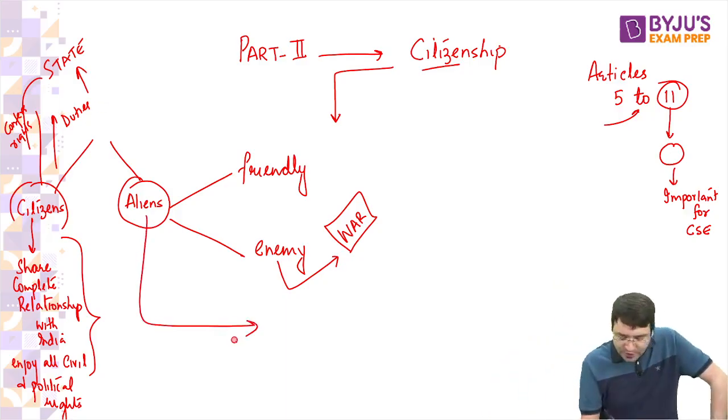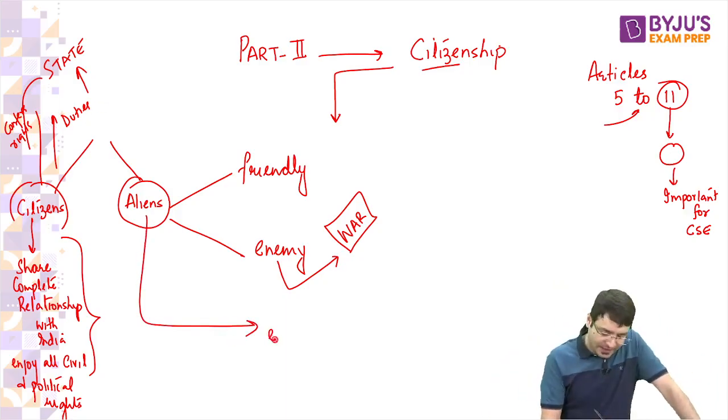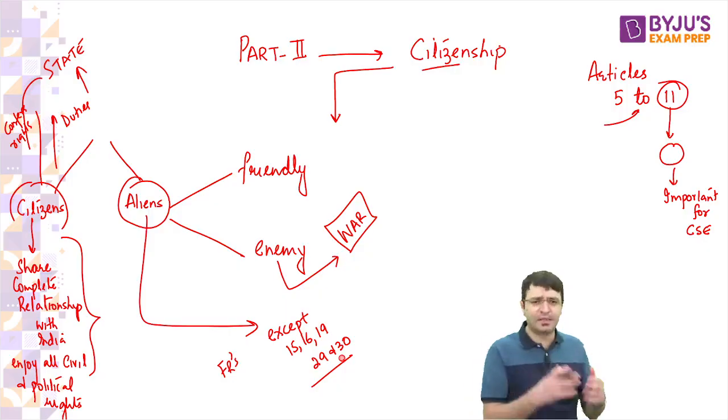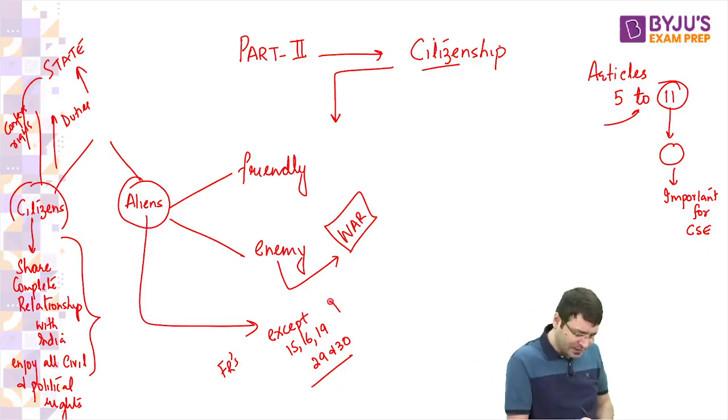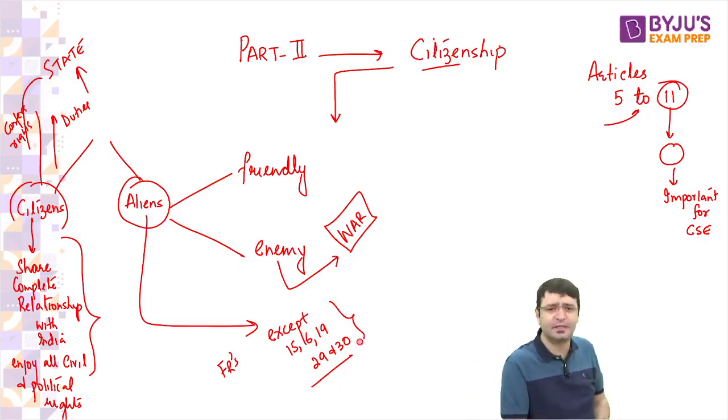Aliens also enjoy fundamental rights, except Article 15, 16, 19, 29 and 30. And we will discuss in the Fundamental Rights chapter which are these fundamental rights: 15, 16, 19, 29, 30.